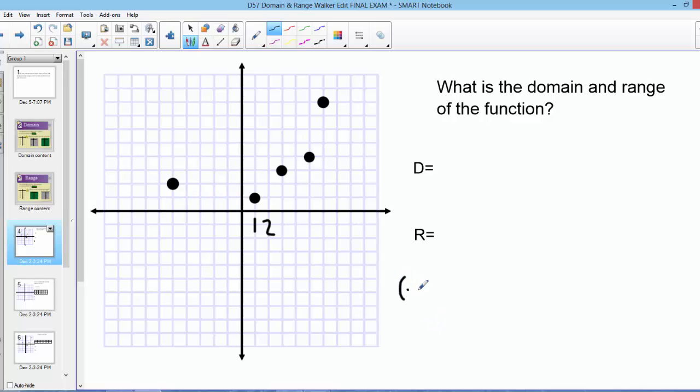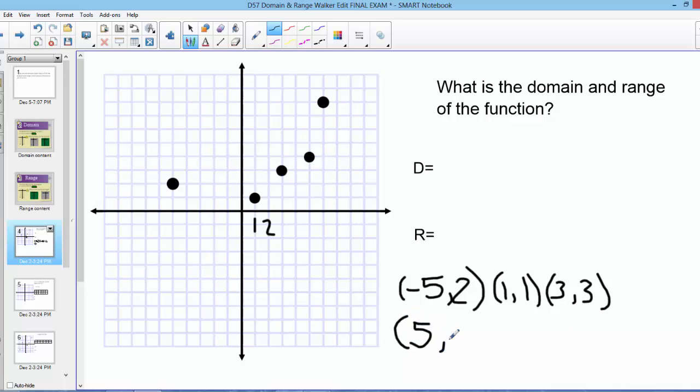So we're going to have -5, 2. And then this one, 1, 1. Here we have 3, 3. This one is 5, 4. And last we have 6, 8.